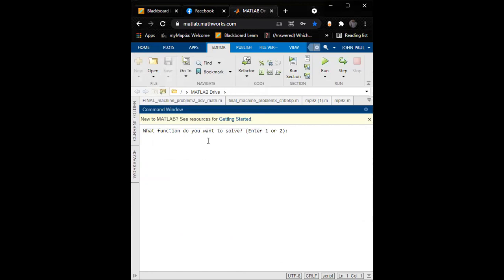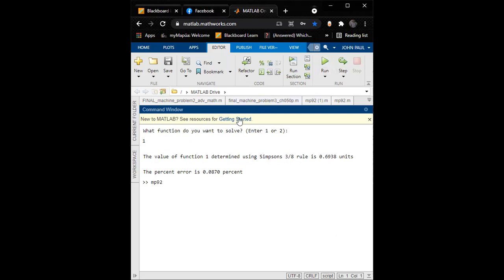Moving on to the next method, we run this program again, then click Simpson's 3/8 rule. Here we are asked what function we want to solve, so we solve the first function. The value of function 1 determined using Simpson's 3/8 rule is 0.6938 units, and the percent error is 0.0870%.